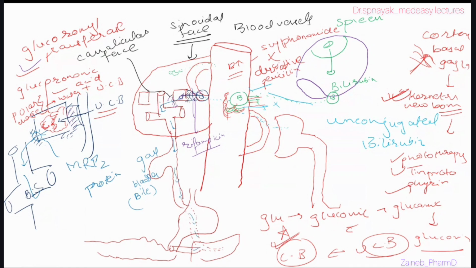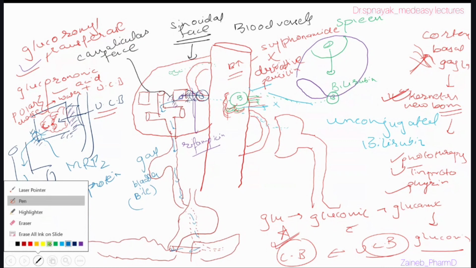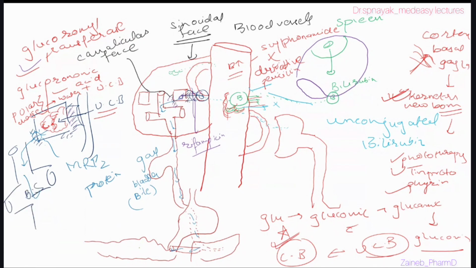It will reach the GIT, and inside the GIT there are bacteria and enzymes present that will convert this conjugated bilirubin to urobilinogen. Okay. This urobilinogen is further converted into stercobilinogen. This stercobilinogen is responsible for imparting color to the feces. Okay, and it is excreted out of the body.